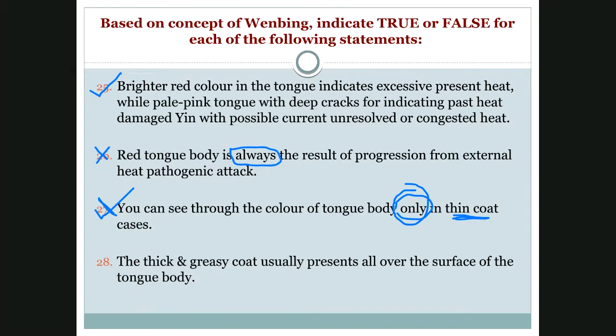Number 28: the thick, greasy coat is usually present all over the surface of the tongue body. So this is false. Usually where is it present? It's mainly in the central part and around the edge of the tongue body. Usually they don't have a very thick tongue coat covering. So on this slide we have only one correct one. Addressing the sentence with different language presentations will indicate different results.